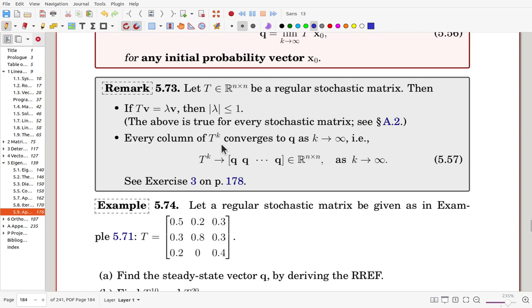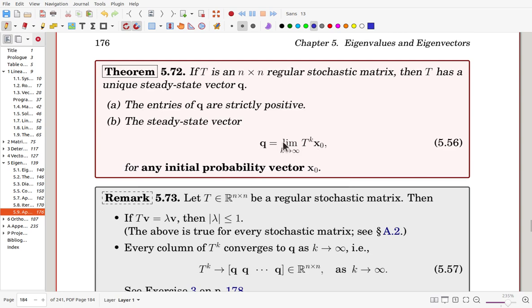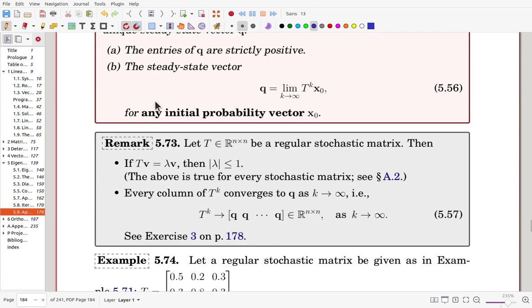Every column of T^K converges to Q, the steady state vector, as K approaches infinity, which means that T^K, the power of T, will converge to the matrix with the same column Q. Q is the steady state vector. Here we say that Q is unique, and also the entries of Q are strictly positive.